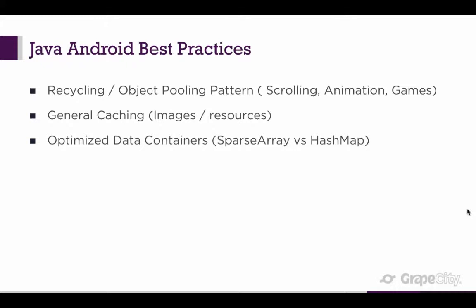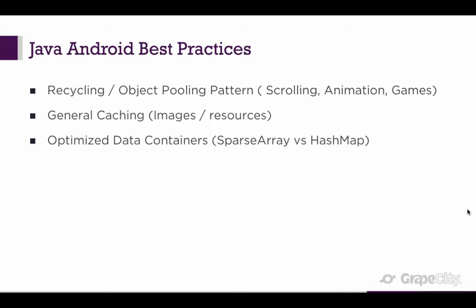Generally, garbage collection on Android is not that great. So there's a couple design patterns you can follow. The recycling or object pooling pattern, specifically when you're dealing with scrolling, animation, or game loops. This means there's code being executed very fast, 60 frames per second for a game loop, and I don't want to allocate objects during that time.